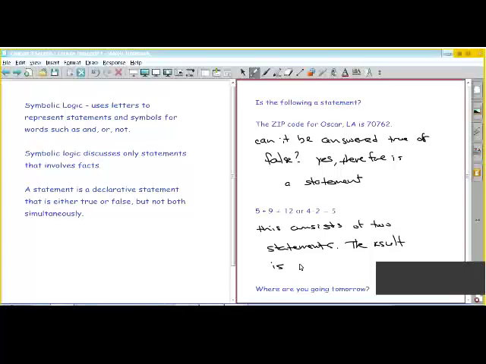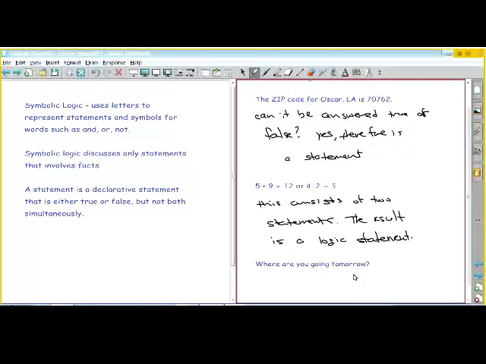So I'll just say the result is a logic statement. It has a special name, which we'll tell you what it is in a second. So if you have parts that are statements, the totality is a statement. Whereas the last one, where are you going tomorrow?